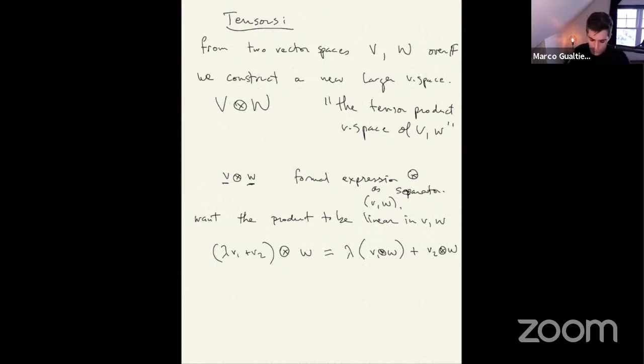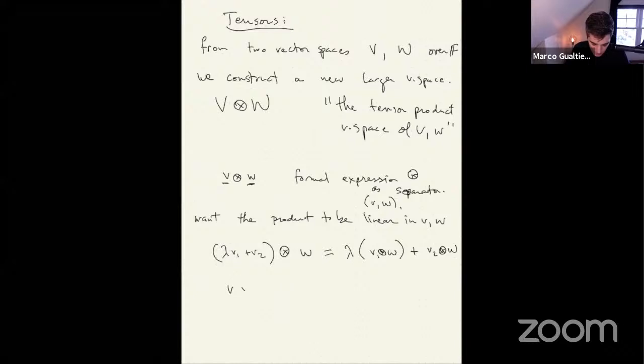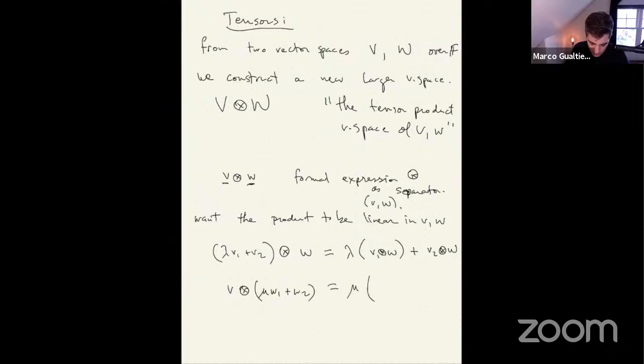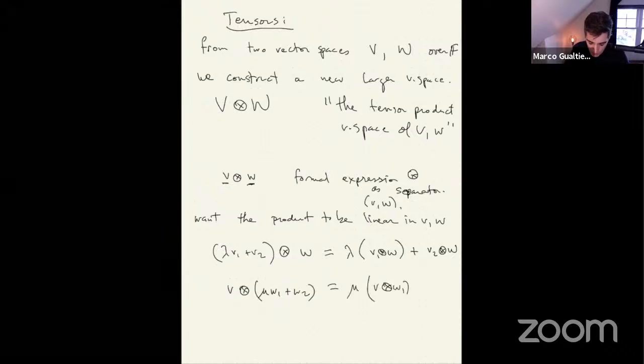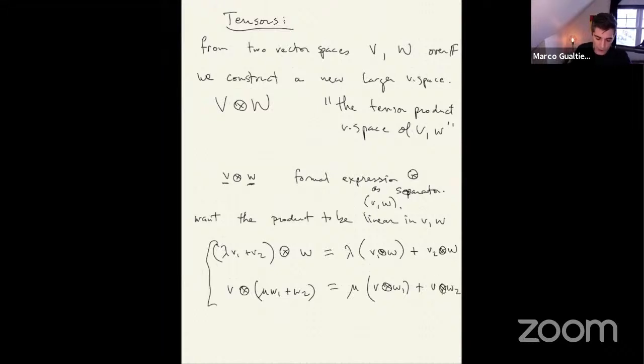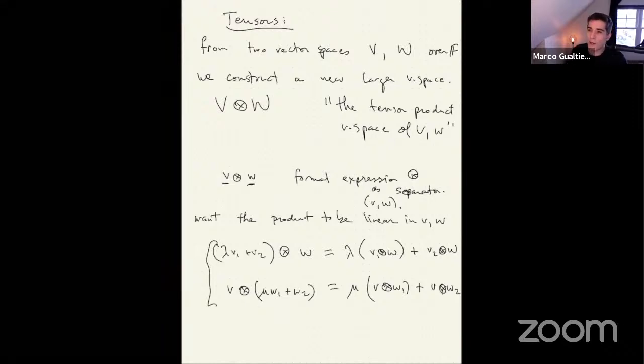Okay, so what you see is that the person is making a lot of requirements. And by the way, they also want it to be linear in the second argument. Mu W1 plus W2 should come out as mu times the vector V tensor W1 plus V tensor W2. Okay. This is the only requirement that the person makes.